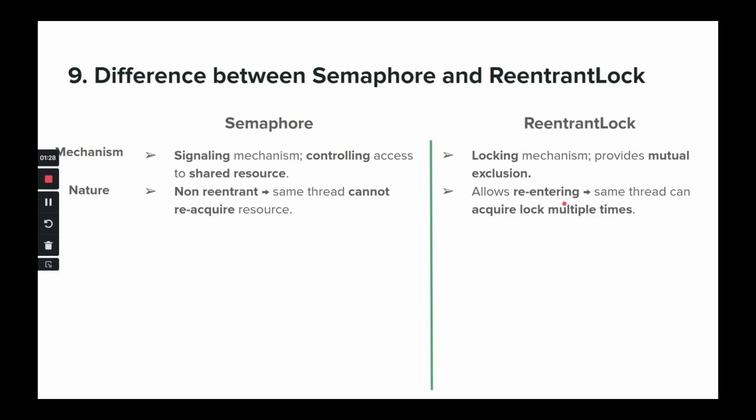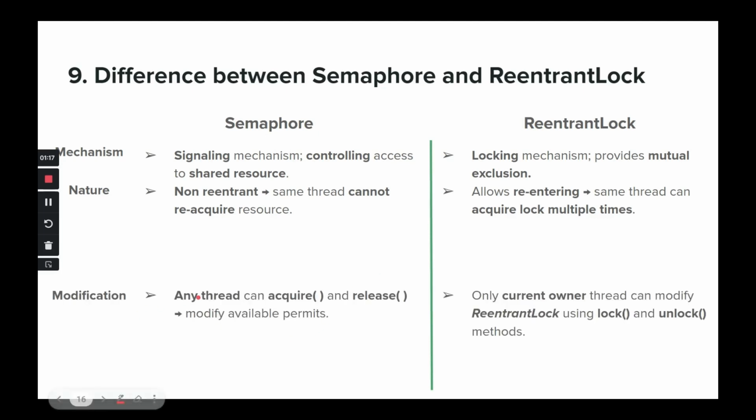Non-reentrant, again, same thing. Semaphore does not have that mechanism at all. So they are completely two different verticals, Semaphore and ReentrantLock, right? Now, in case of Semaphore, any thread can call acquire and release. We know that if the limit was three permits, any one of them can call acquire and release and modify it. But in case of ReentrantLock, there can be only one thread which is currently doing the lock, and of course the unlock later on.